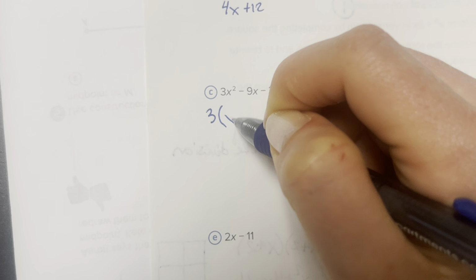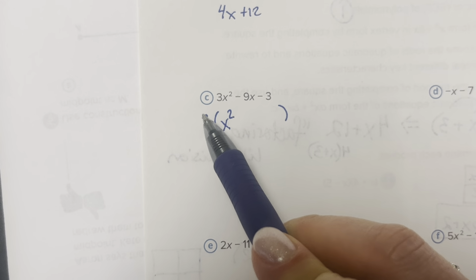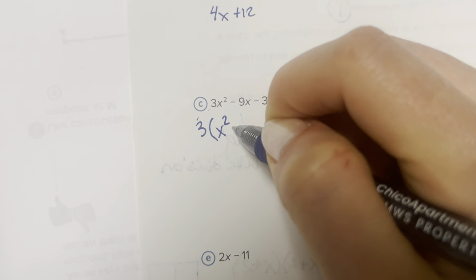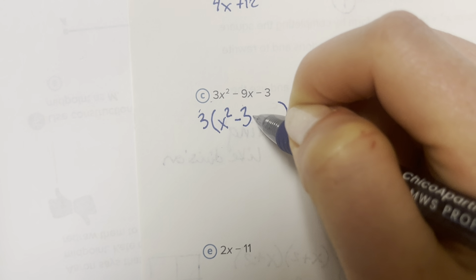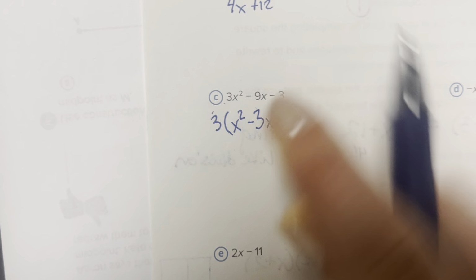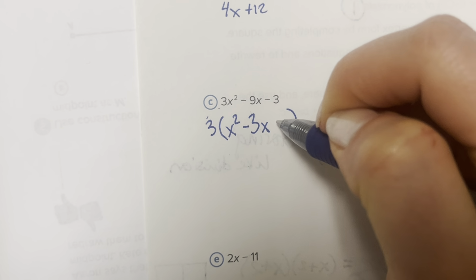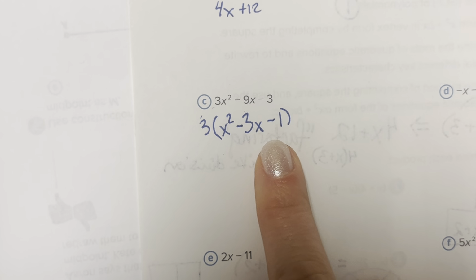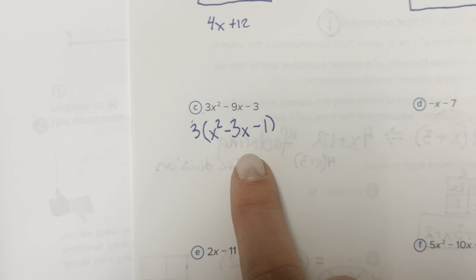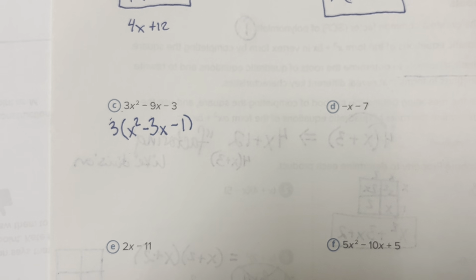Well, 3 times x squared would give me x squared, and then 3 times what is -9? That's your division. This is -3, and then we have to have an x, because that's gonna go backwards, and then 3 times what is -3? We have to make sure we leave a -1 there. So that's that. Email me if you still don't understand this question.